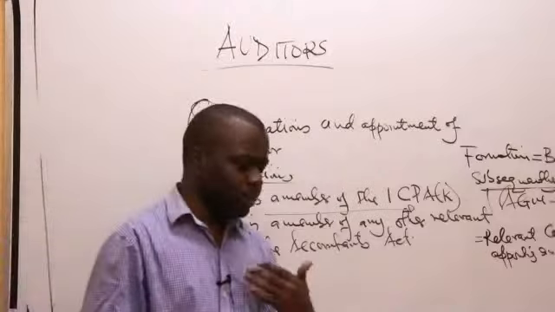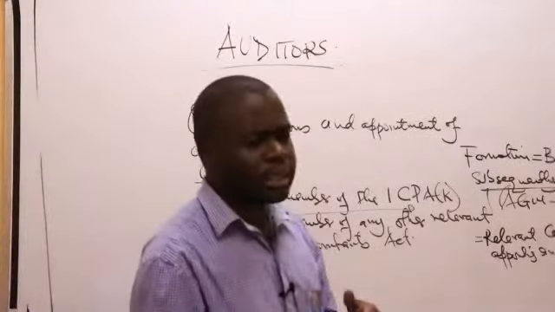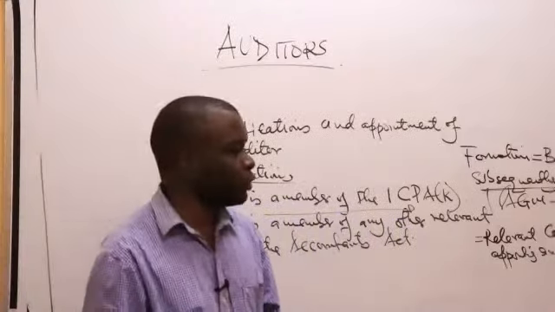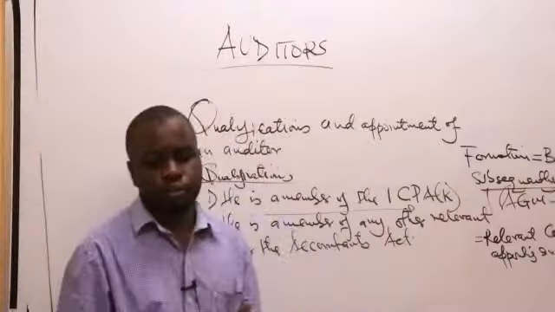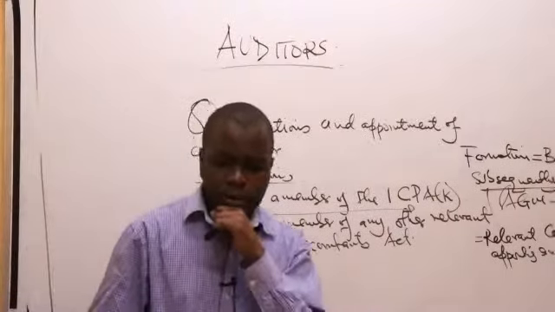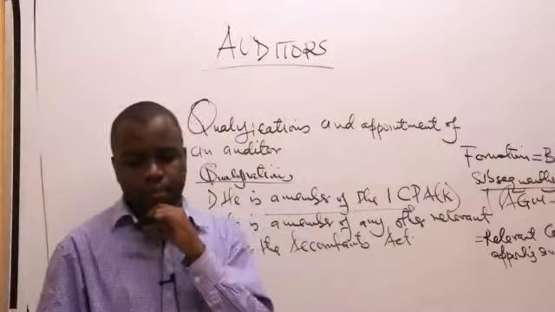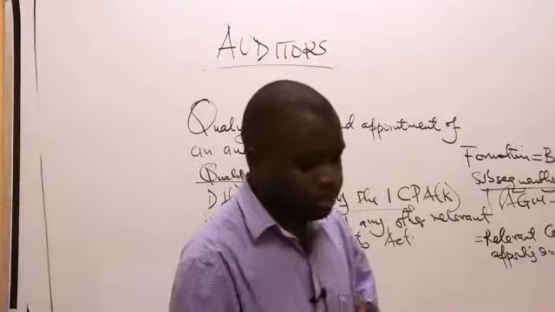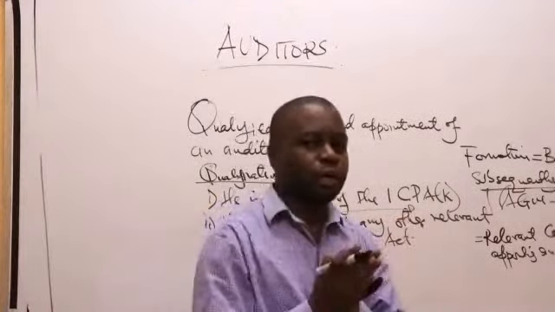Or maybe if the members feel that they're not comfortable with his actual work, they decide that they'll pass a resolution for him not to be reappointed as the auditor of the company. So they decide to appoint another person. So those circumstances can make the auditor not to be reappointed.